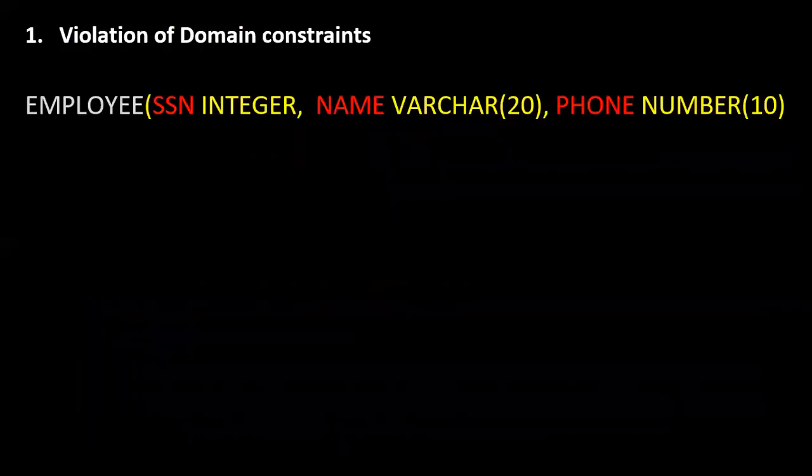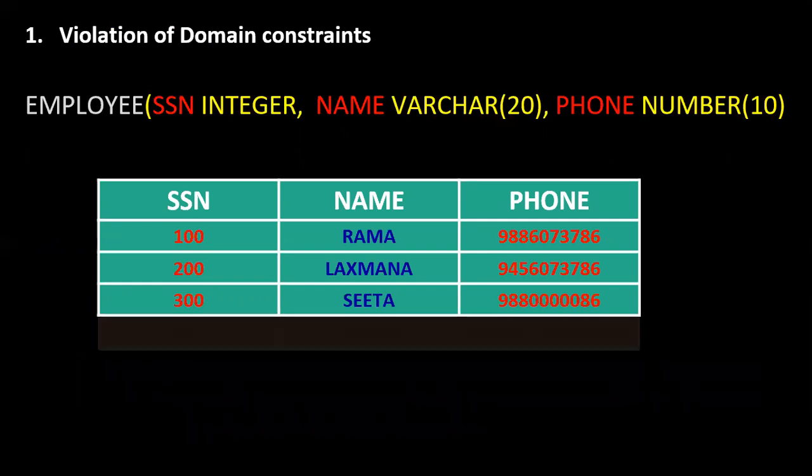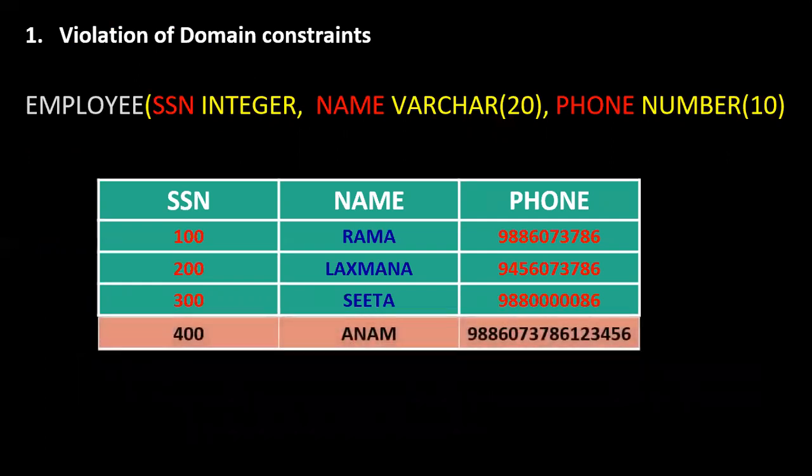So here we'll see an example. Assume that this is an employee table which contains SSN, name and phone number with data types integer, varchar 20 and number 10. This is the table which contains three tuples. Now assume that I want to insert one more row. The one more row is inserted here.